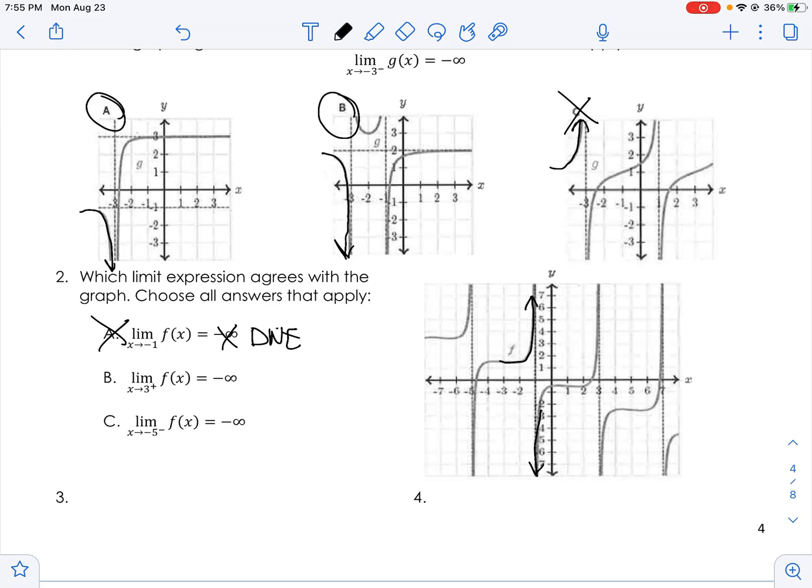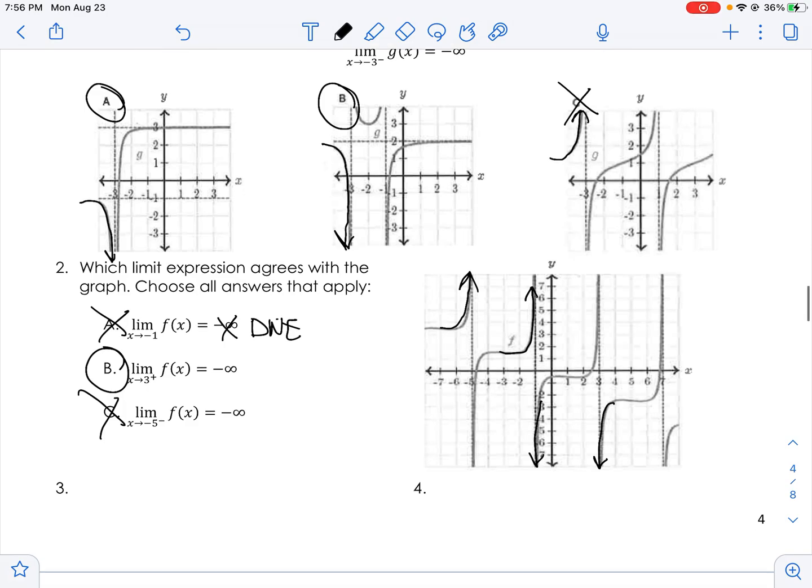Answer choice B, the limit as x approaches 3 from the positive side, so from the right side, of f of x is negative infinity. As I approach positive 3 from the right side, it is going down towards negative infinity, so that answer does work. And answer choice C, as x approaches negative 5 from the left side, f of x is approaching negative infinity. As I approach from the left side, it's going up towards positive infinity, so that does not work.